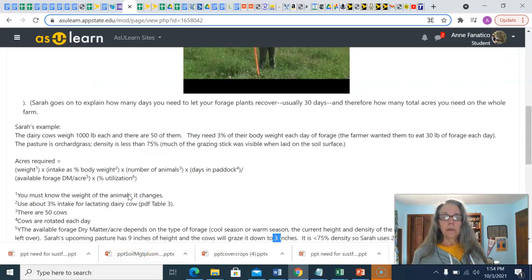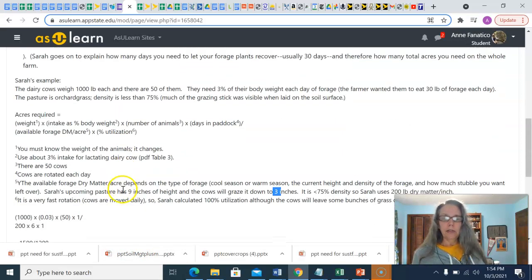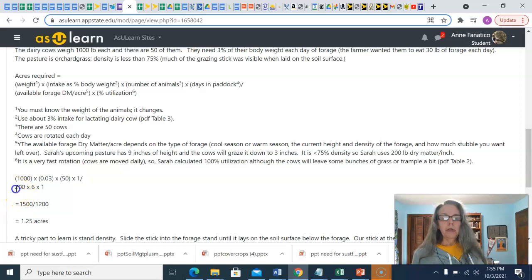So in the example that the Vermont grazer gave, I think she had 9 inches of height in the pasture. She took it down to 3 inches, so that gave her 6 inches to work with. And this was actually the formula that she used, that she had 50 cows. So in the numerator, here's the 50 cows. They weighed about 1,000 pounds each. And I think they were lactating. They needed 3% of their body weight, dry matter 3%. And then she only left them out in that paddock for one day. And so she divided this whole numerator by her denominator of 200 pounds per acre, per inch of dry matter.